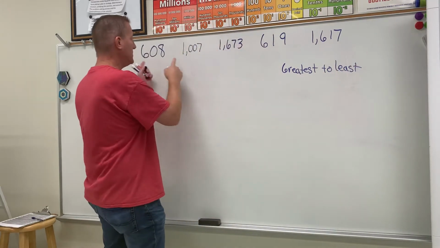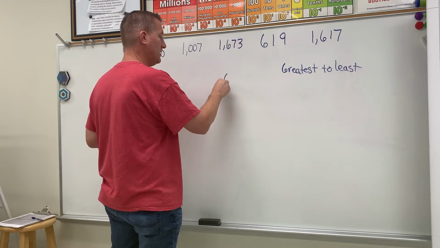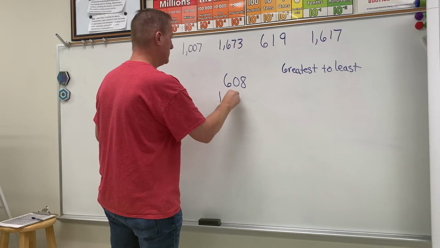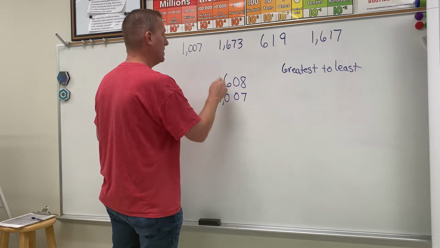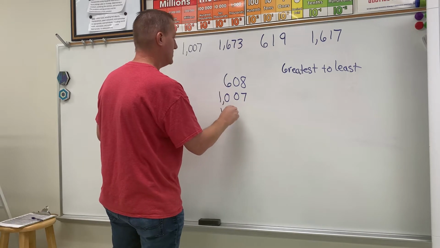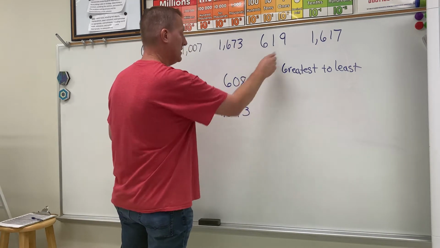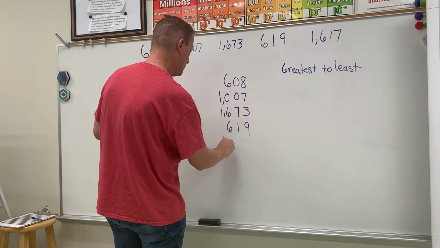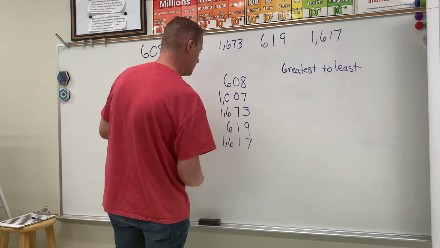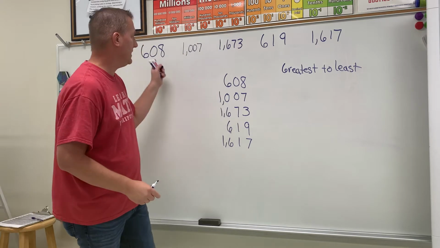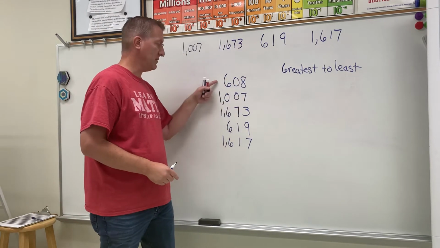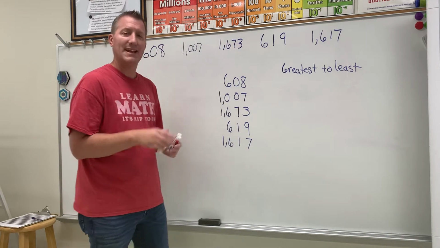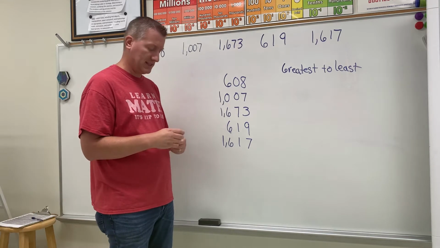All right, so I'm just going to write them down exactly the way they are up here. So 608, 1007, 1673, 619, and 1617. Okay, now notice what I did. I wrote the same numbers I have up here, but I wrote them lining up each place value. And that is going to help you to put them in order from greatest to least.